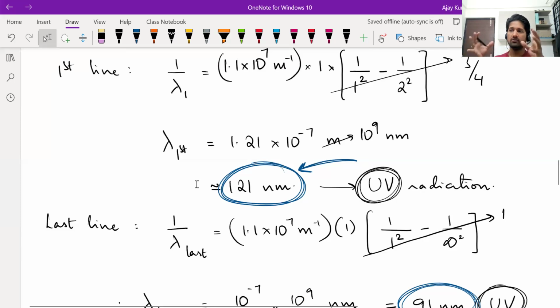So the set of wavelengths that it can absorb is called absorption spectrum. That whole set or list of wavelengths is called the absorption spectrum of the atom. When it jumps down, it emits. That list of wavelengths it emits is called the emission spectrum.